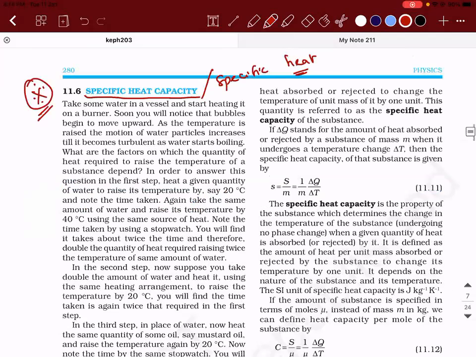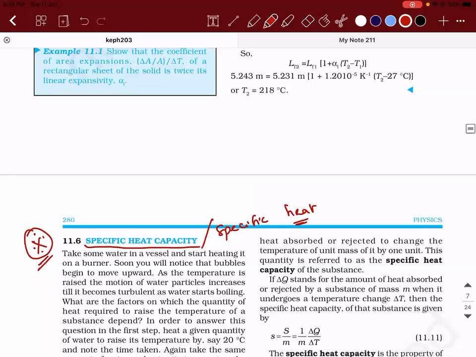Okay, any idea before I start? I'm not sure, but I'm guessing you would have heard this word in your lower grades. Have you ever heard this word? Any idea of what is specific heat capacity? At least any guess? No idea?